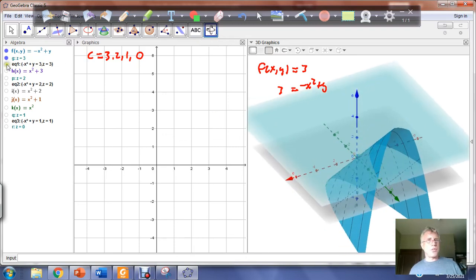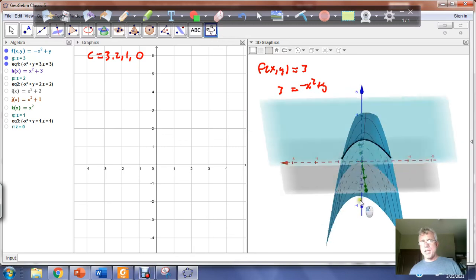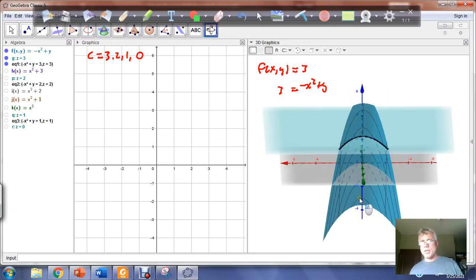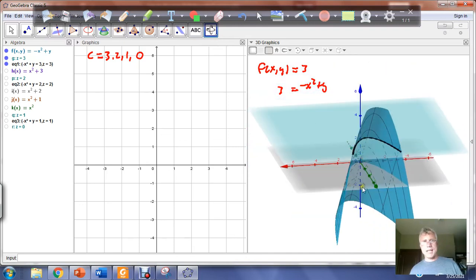So when I do that intersection, I get a parabola that's 3 units above the xy plane. And the level curve is the shadow of this parabola cast down into the xy plane. So when I set 3 equal to negative x squared plus y, and when we solved it for y, we got y equals x squared plus 3.